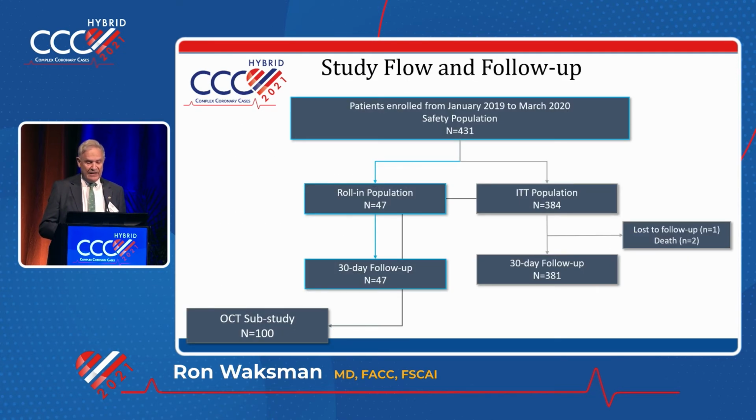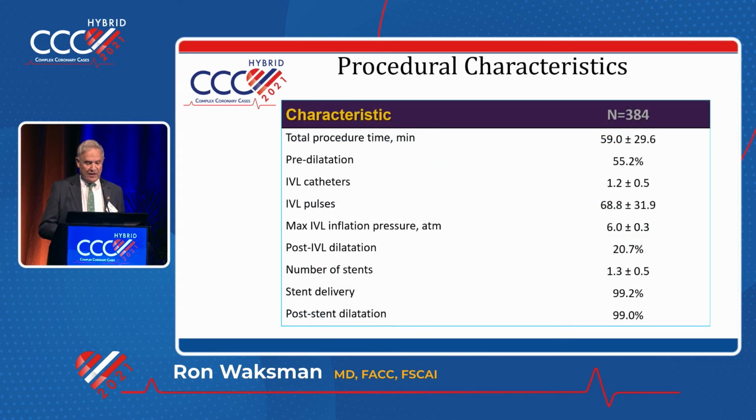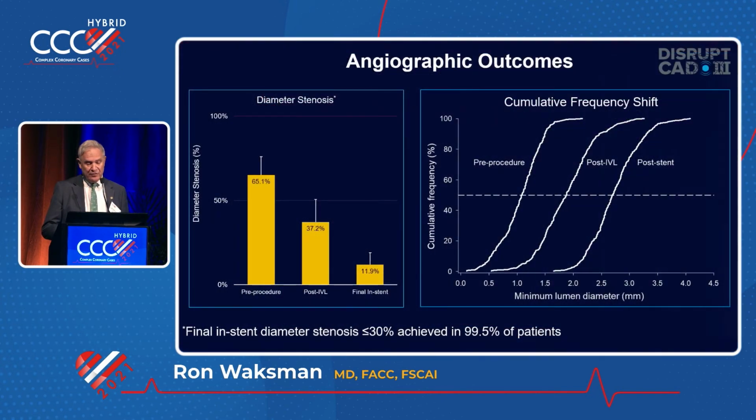So this is the study algorithm. Overall, there were 431 patients in the study with the rolling and the intention to treat. These are the characteristics of the patients. The procedure time was relatively adequate for a calcified lesion, nearly 60 minutes. The number of IVL catheters was 1.2, IVL pulses 68.8, and the number of stents used was 1.3, with a very good stent delivery.